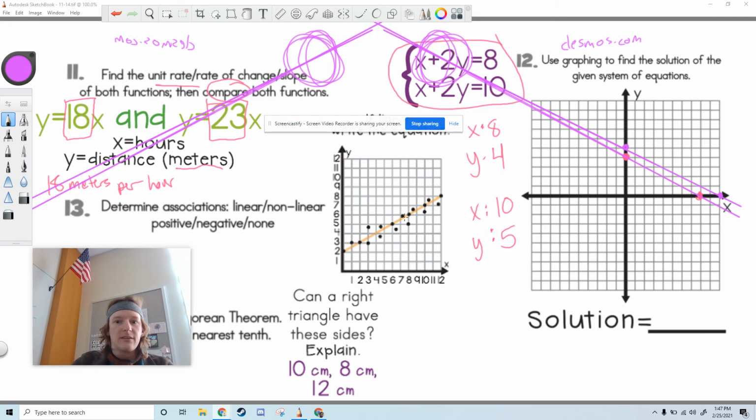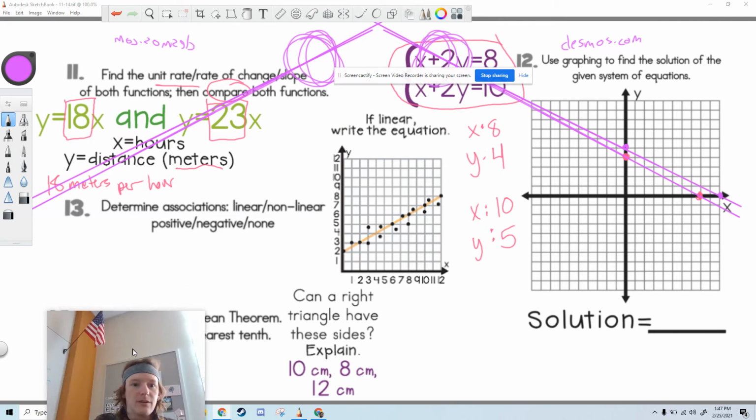Not the last one, this is number 13. We need to determine, is this linear or nonlinear? Well, it kind of looks like these are pretty much a straight line. Is it positive, negative, or none? Positive goes up, negative goes down. So this is linear, this is positive. And if it's linear, write an equation.